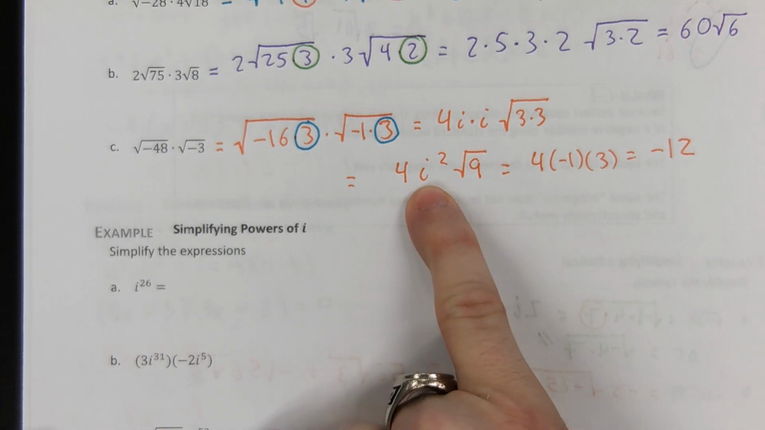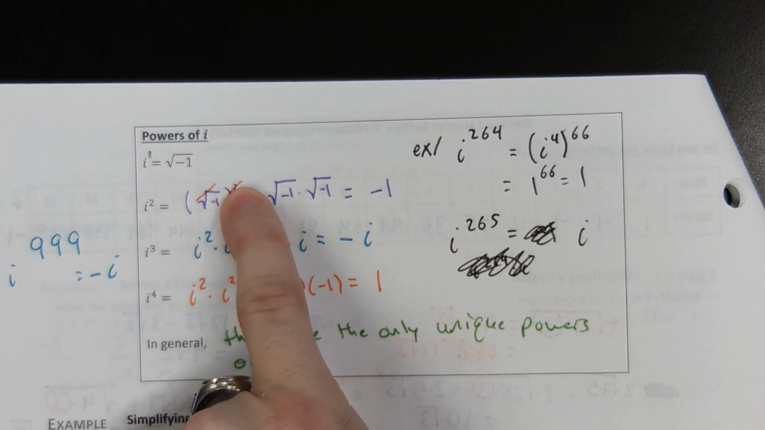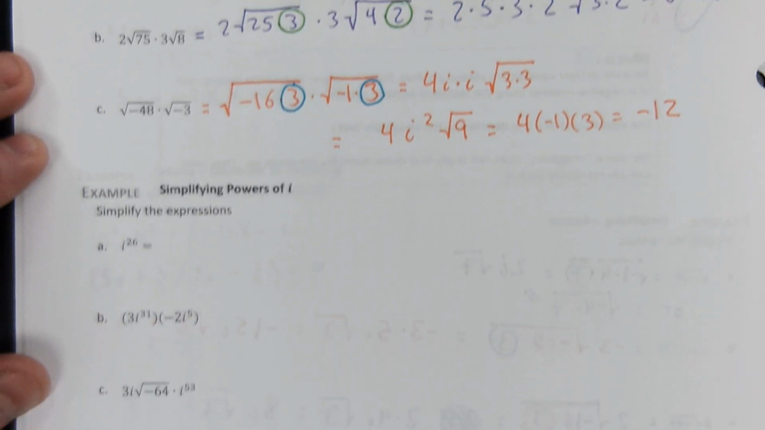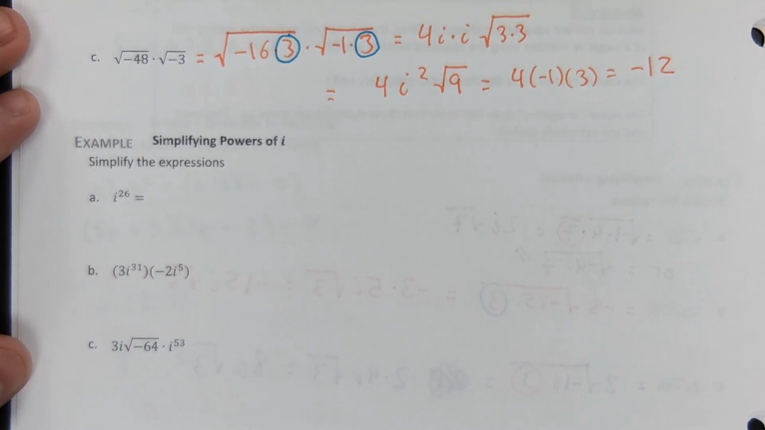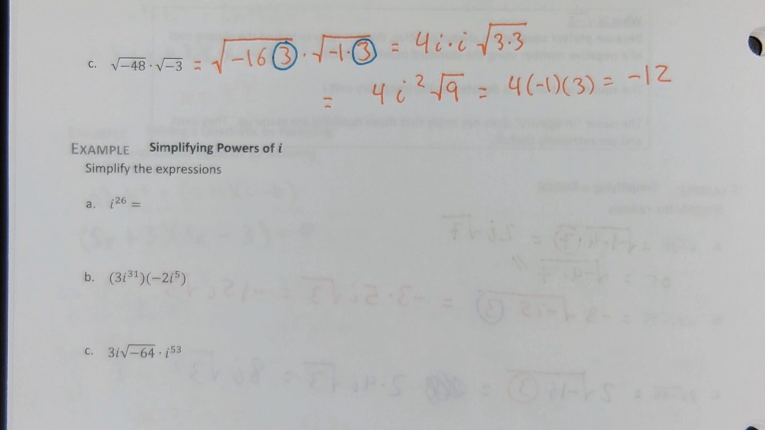Yes, i squared equals negative 1 because i squared is saying square the square root of negative 1. So the square and the square root cancel each other, giving you just negative 1. A number multiplied by i will only be positive if the exponent is 4 or a multiple.